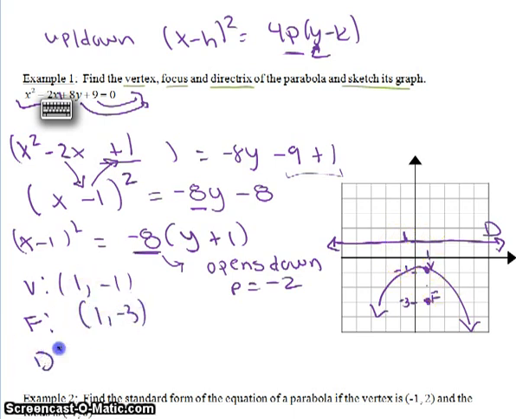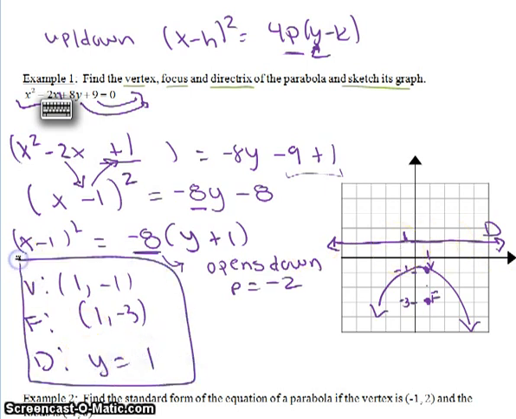The directrix is a line. It goes through the y-axis at 1, so it's y equals 1. So we found the 3 things that we're asked to find. And we did our sketch.